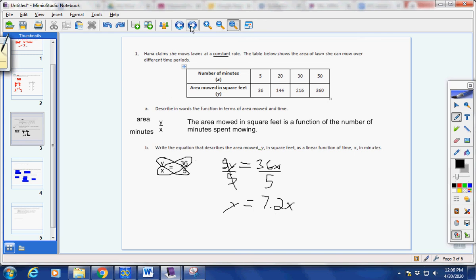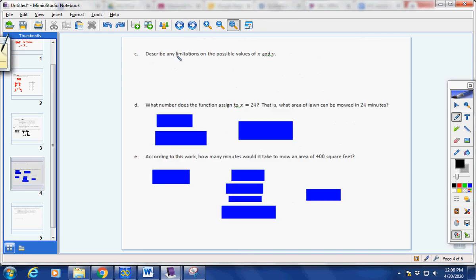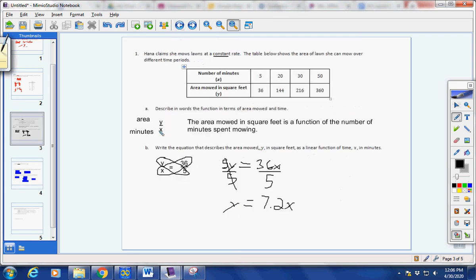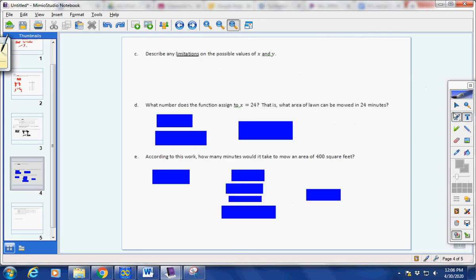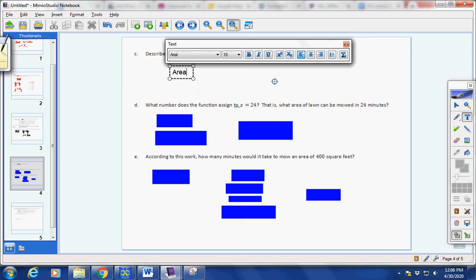So now let's answer some more questions on that. This one right here, limitations, what does that mean? Well, look at what we're talking about. We're talking about area, we're talking about minutes. And so all this means is that it doesn't make sense for area and time to be negative. Because what would that mean? I'm not going back in time to mow any lawn. So we can just say area and time can't be negative, or you could say x and y must be positive. That's all they mean by limitations in real life. And I'll try to spell it correctly.